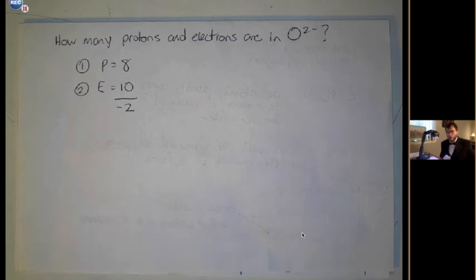All right, so pretty short lecture today, pretty straightforward. Just remember, the identity of an atom only has to do with its number of protons. It doesn't matter how many neutrons there are. It doesn't matter how many electrons there are. If something has 8 protons, it's oxygen. There's no debate about it.